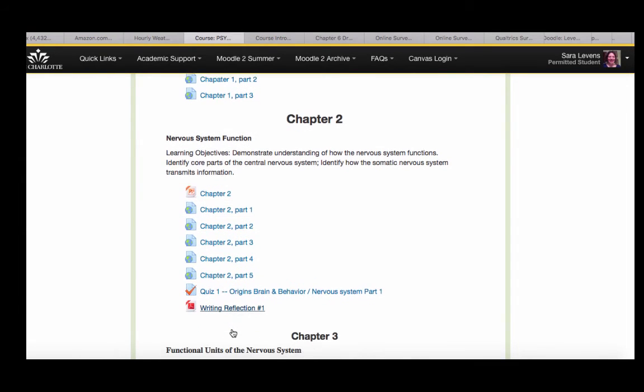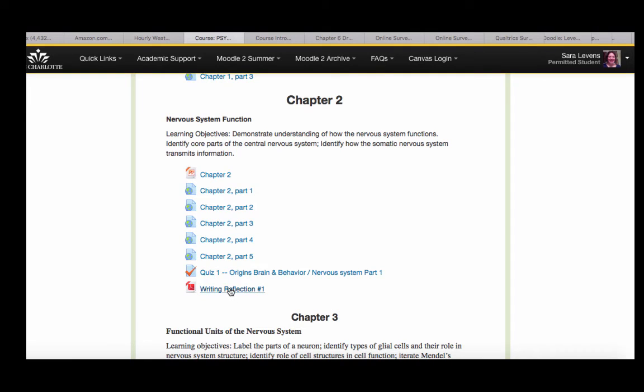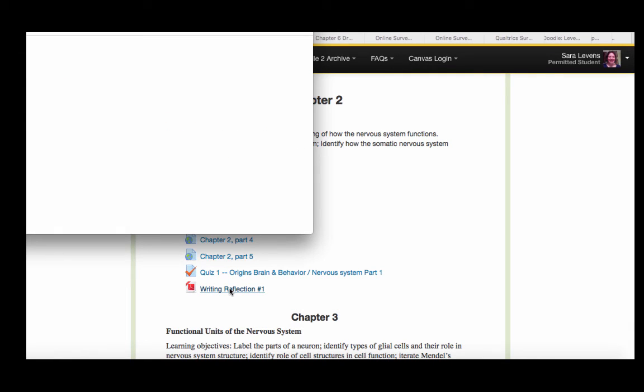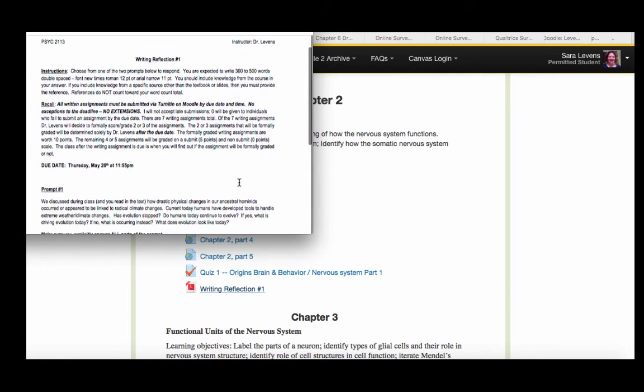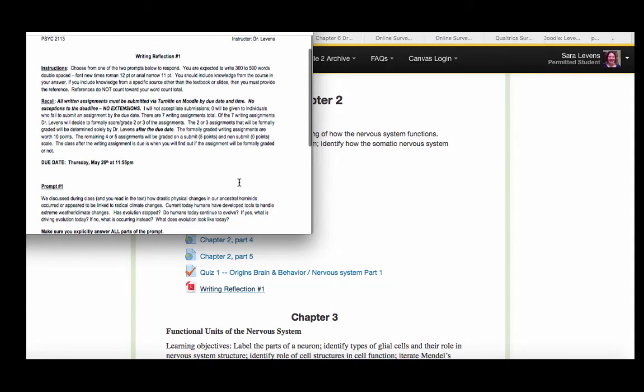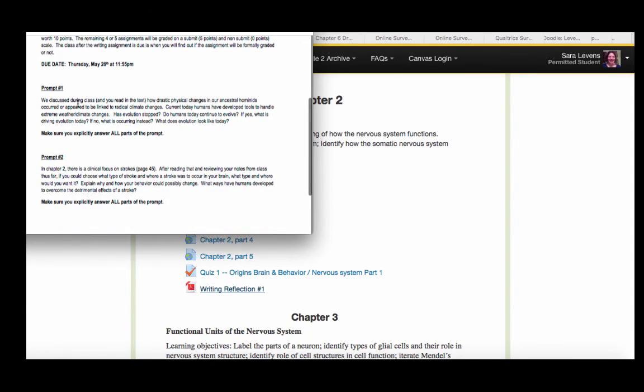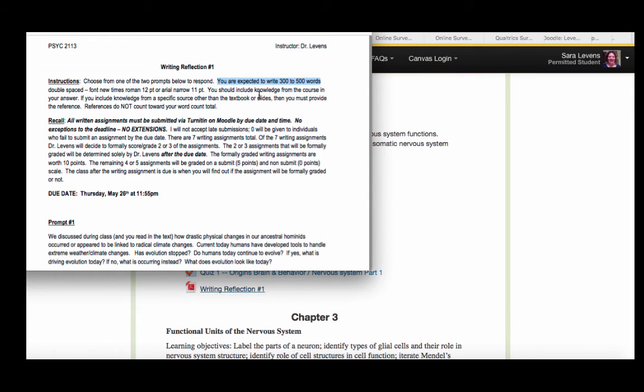You can also click on the writing reflection assignment to see what it is so that you can get started on any of these ahead of time. They all have the due dates. Each writing reflection assignment includes 2 prompts, and you can select the prompt that you would like to do. The other thing you need to know about the writing assignments is that you need to write between 300 and 500 words. If you write a little bit beyond 500, that's not going to be a problem. I do have students ask me that question.